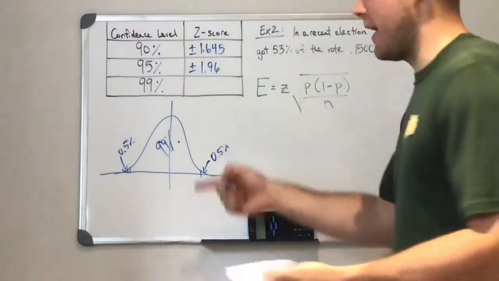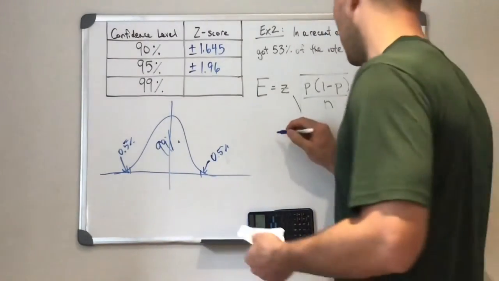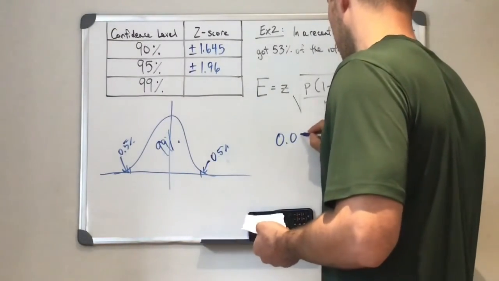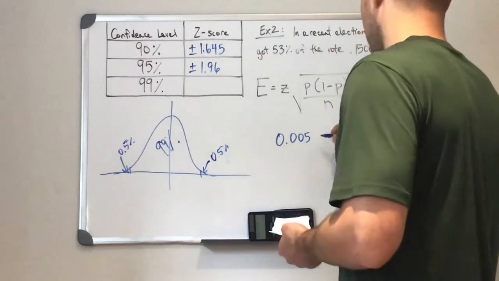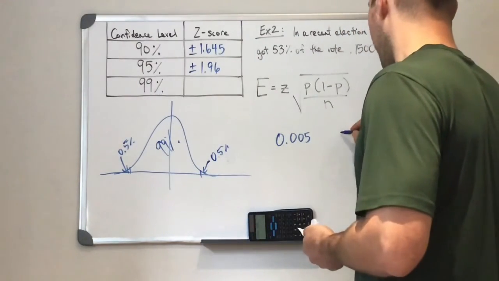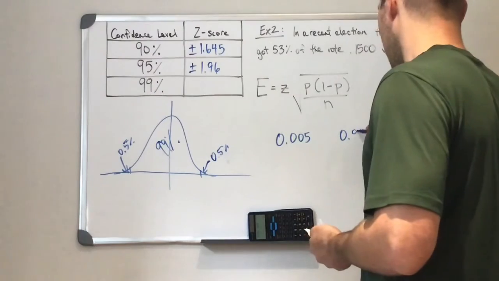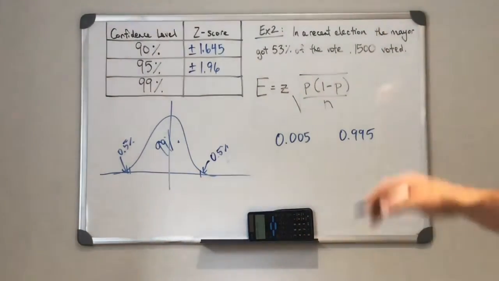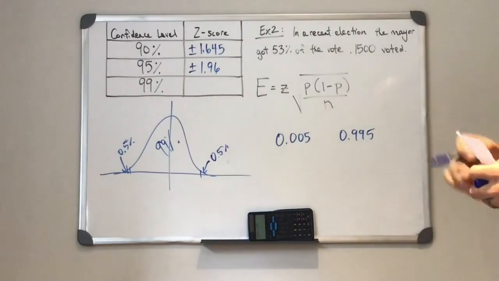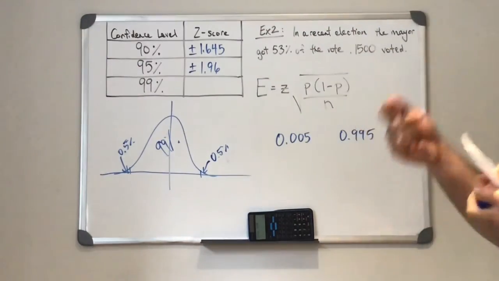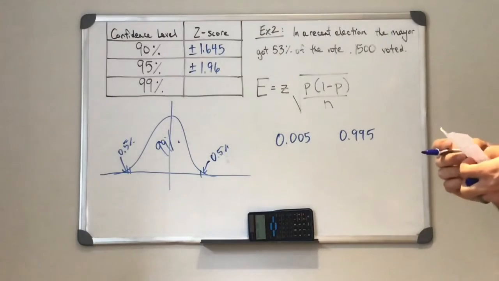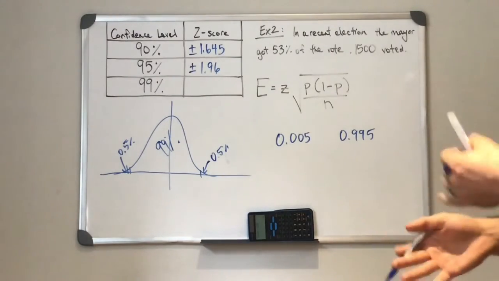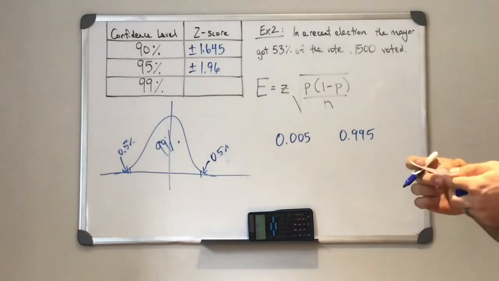Okay, but the values associated with that in the table would be looking for 0.005 and 0.995. So try to find the closest value to these two. And kind of like the first one, we can't find an exact value there, but we can find something a little bit to the left and a little bit to the right.